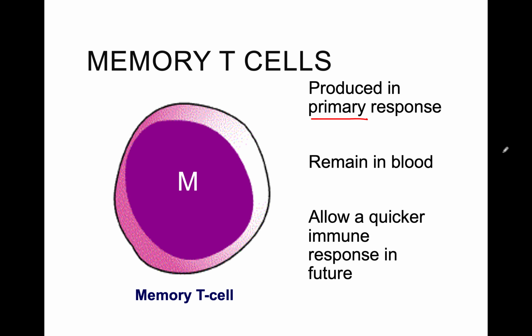So when you come to evaluate the specific and non-specific immune responses, you can talk about the benefit of having memory cells, because it means that the secondary response, so the response that comes about after being exposed to an antigen for a second or third time, is much quicker, and that's because there are more memory cells than there might have been the original B cell or T cell.